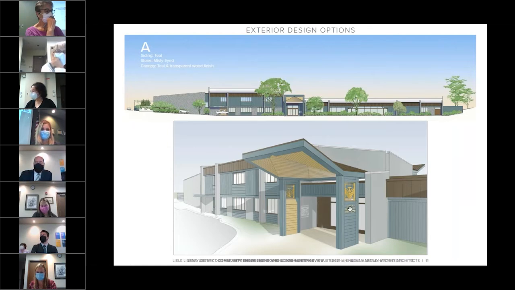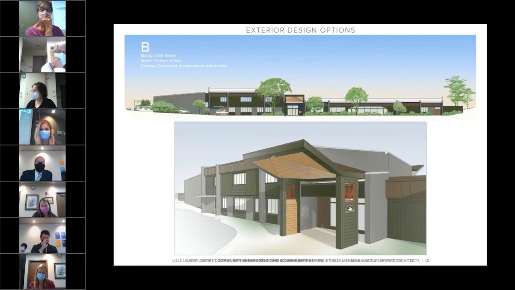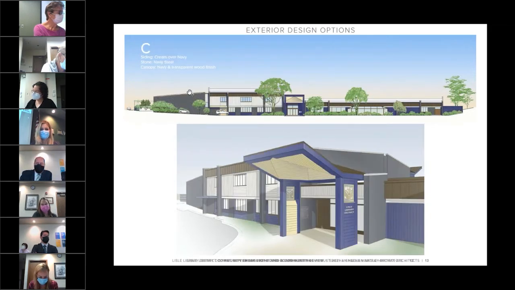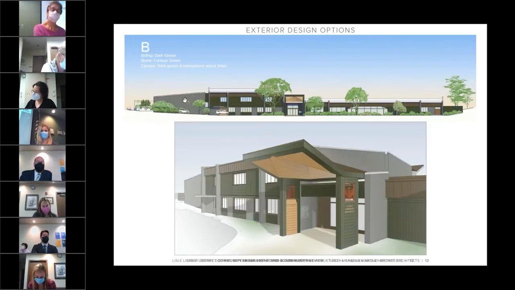As we go to option B, in this case, the stone color has a greenish cast to it. Again, I know it's hard to appreciate in looking at these images, but as we develop this, we'll get actual paint samples out here. It'll probably be easier to appreciate the differences when you see them side by side. But it does have a greenish cast to it. It's actually called Forever Green.